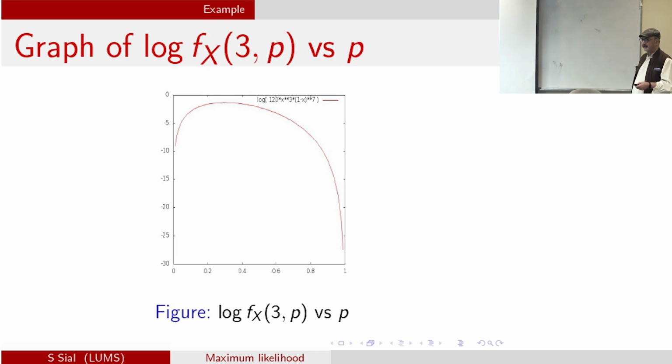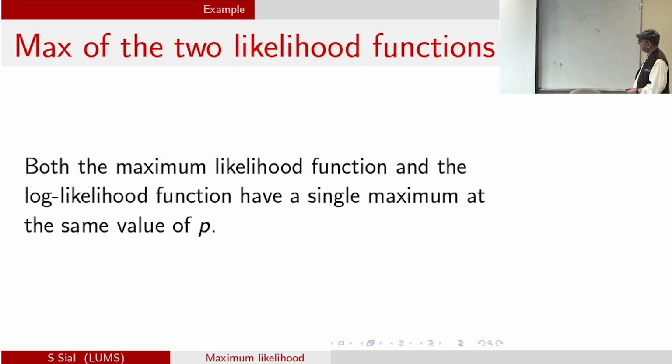Now, we're going to find where the maximum occurs using derivatives and setting them equal to 0. The maximums are occurring for the same value of p for both the likelihood function and the log of the likelihood function. And it's this value of p that we're interested in.